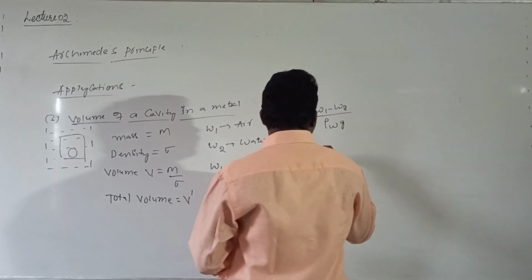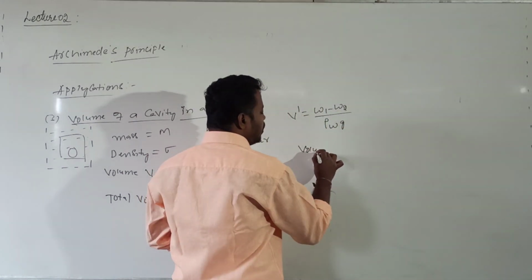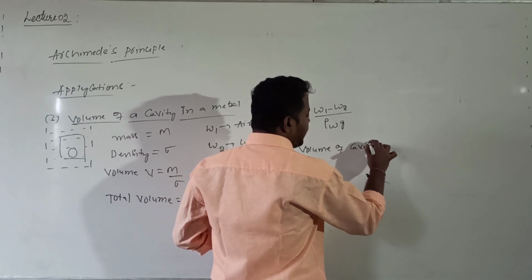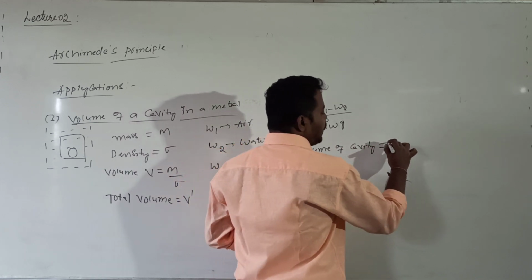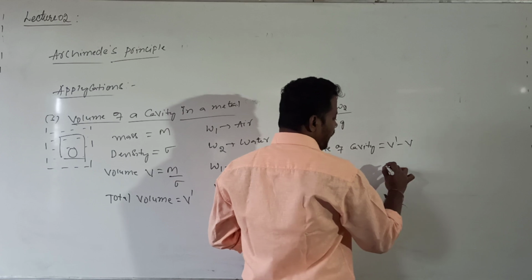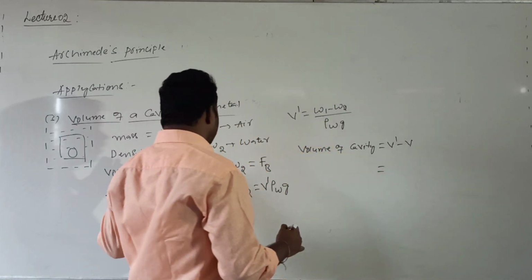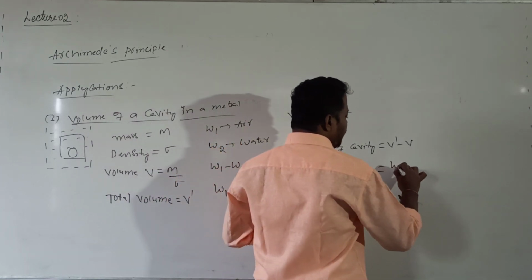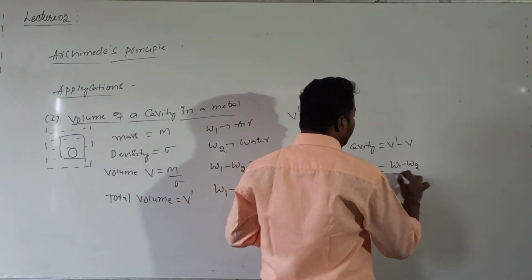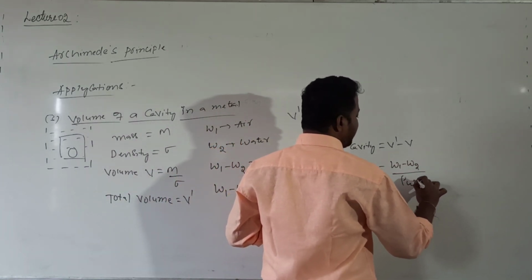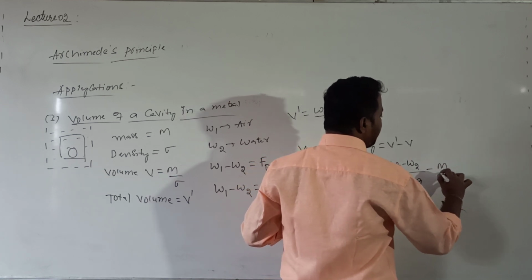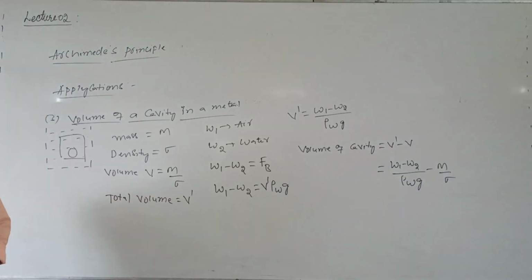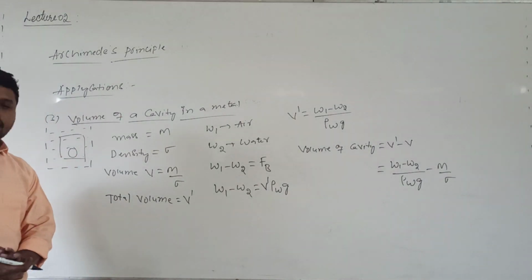Now what will the volume of the cavity be given by? So that is V dash minus V. You know the values. V dash value you know, V value you know. So what is the V dash value? W1 minus W2 divided by rho W into g, minus the V value in m cubed. So by using this formula, we can calculate the volume of the cavity.